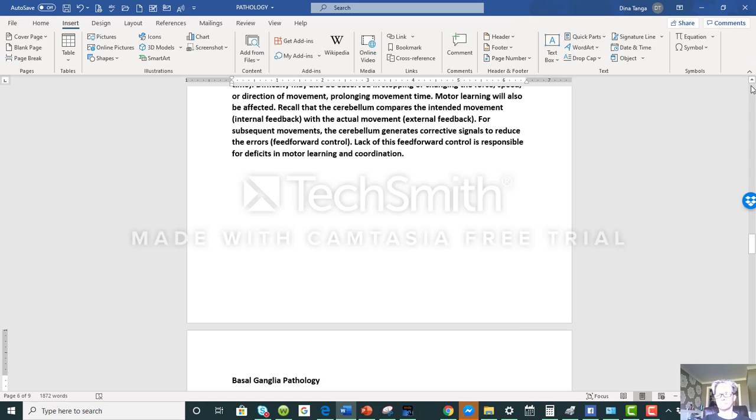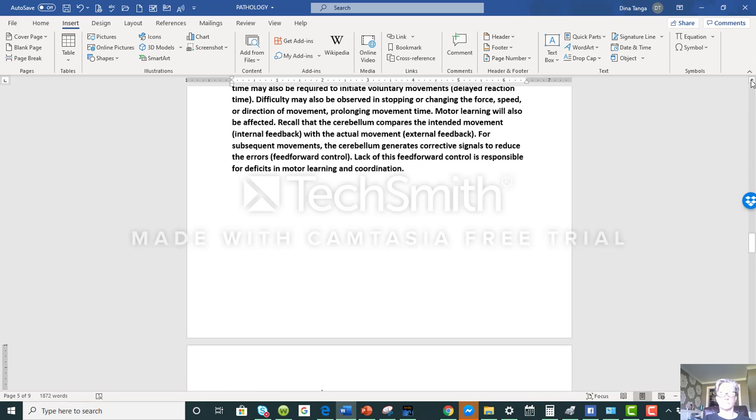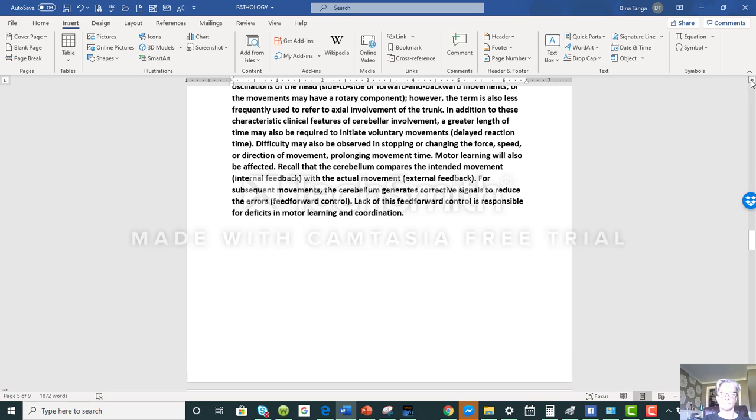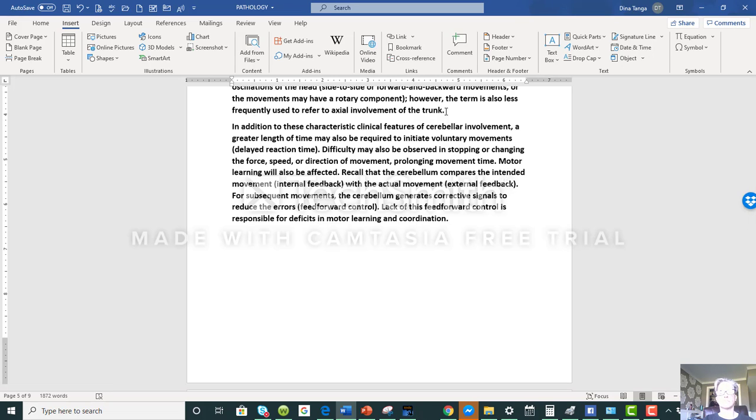In addition to these characteristic clinical features of cerebellar involvement, a greater length of time may also be required to initiate voluntary movements, delayed reaction time. Difficulty may also be observed in stopping or changing the force, speed, or direction of movement, prolonging movement time.